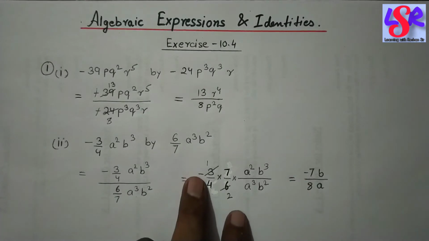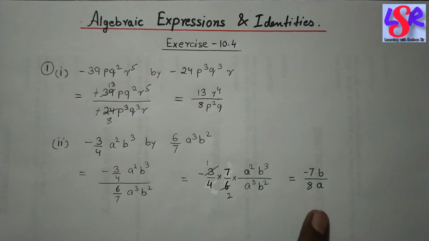Here we have got minus 7 and 4 2s are 8. Then here a cube upon a square, so 3 minus 2 we have got a over here. In case of the b we are having 3 minus 2 over here, so we are left with 1b. And that's your final answer.